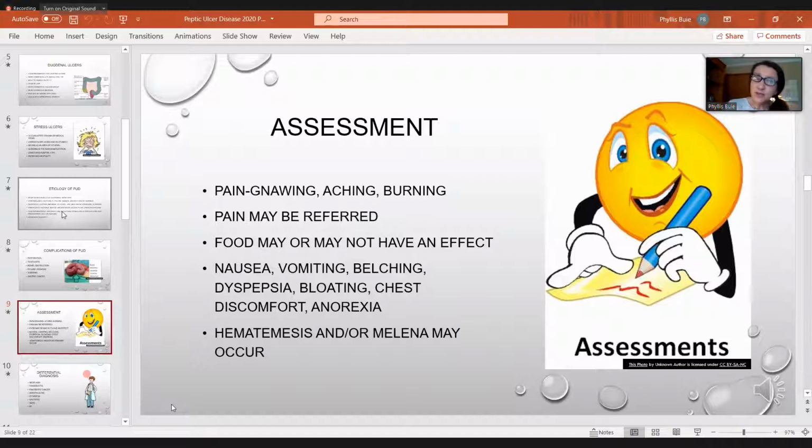So if they're complaining of chest discomfort, we also need to make sure that we exclude any possibility of any type of cardiac problems too, because the stomach is right there in that area as well. So we want to make sure that we seek a cardiac workup as well so that we don't miss anything.